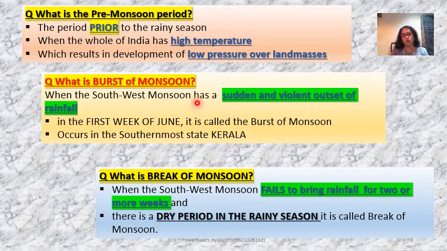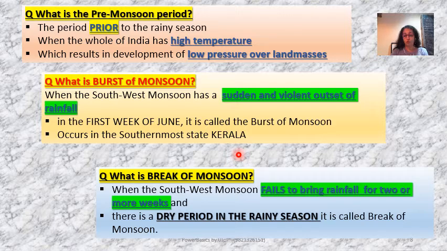What is the burst of monsoon? When the southwest monsoon has a sudden and violent outset of rainfall. Suddenly it bursts. It rains in Bombay, suddenly thunder, lightning and starts raining. Sudden and violent outset of rainfall in the first week of June is called the burst of monsoon. It first occurs in the southernmost state of Kerala. So where is the burst of monsoon going to happen? Kerala.